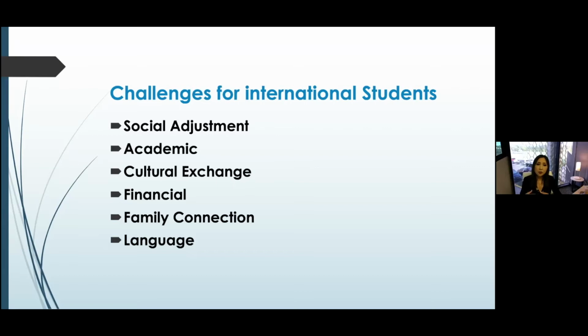So we have scholarships, we have Quest scholarships, we have all kinds of federal funds to help our international students feel comfortable and still be able to continue to pursue your American dream. So that's why financial issues are quite a challenge as well.